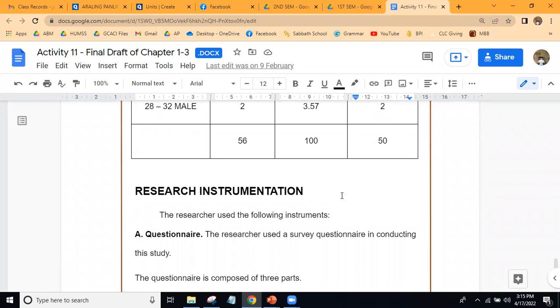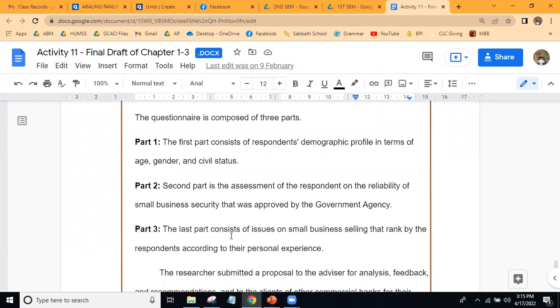Alright, so the research instrument that they are using ay ito, questionnaire. No, questionnaire daw. So part 1, the first part consists of the respondent demographic profile. Of course, kasi yan ay part ng kanilang SOP, the demographic profile. Second part is the assessment.